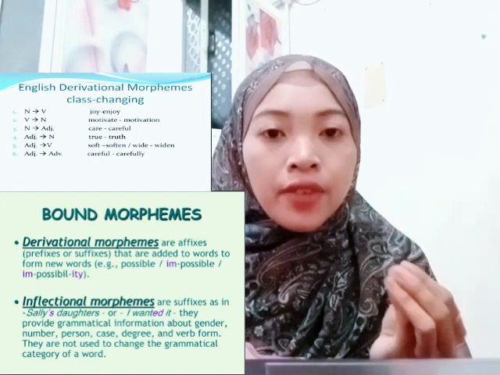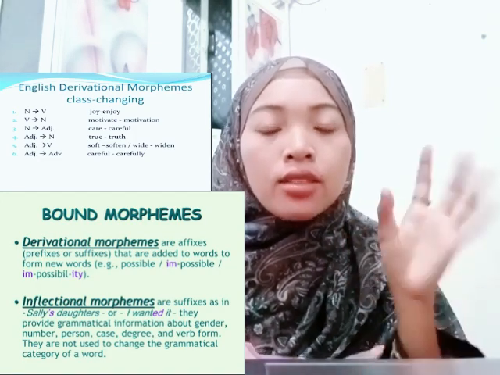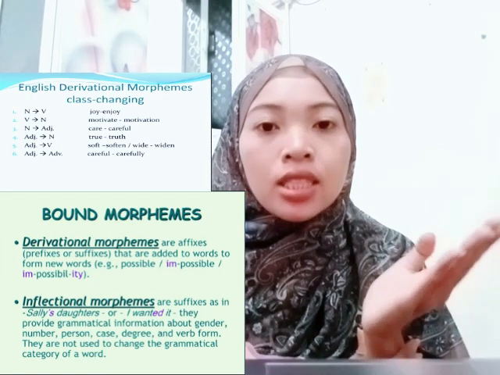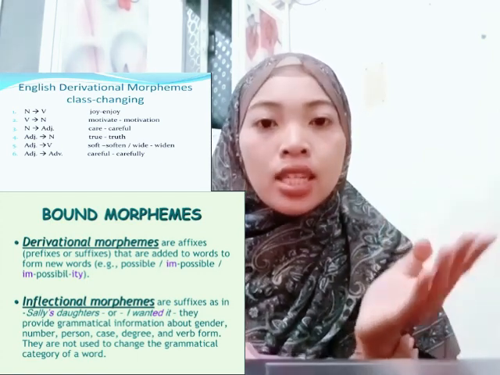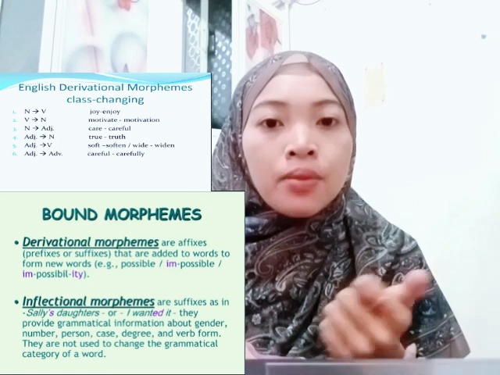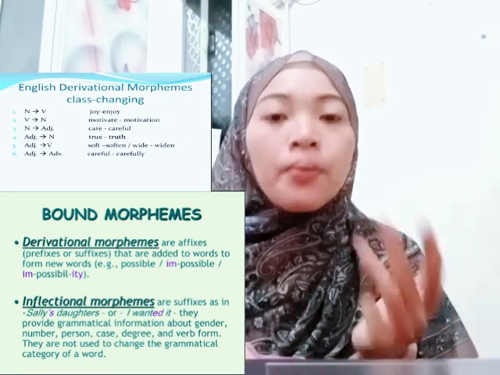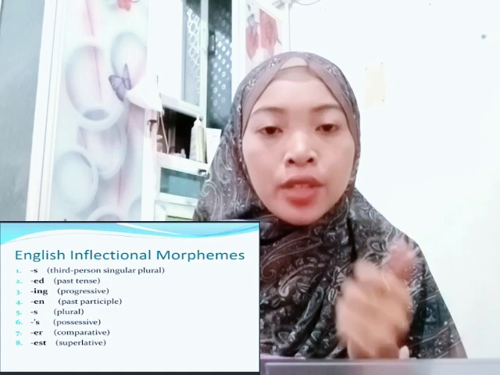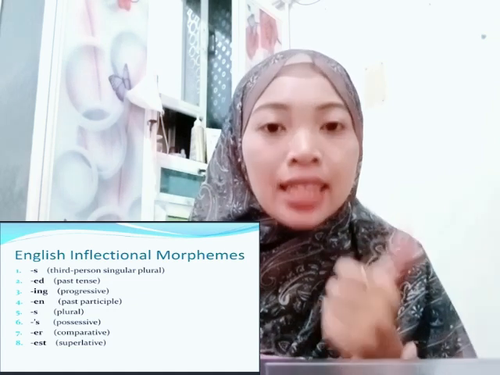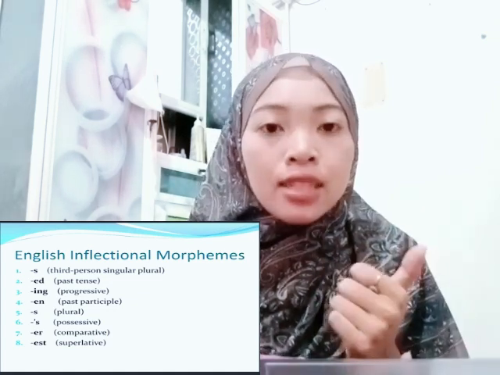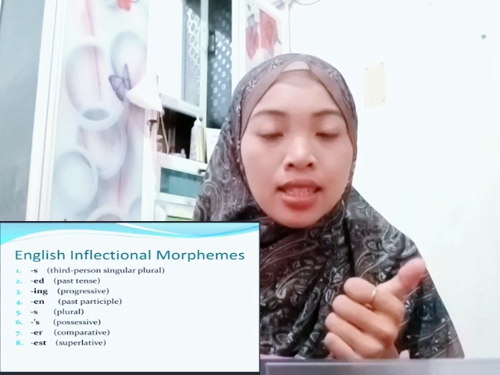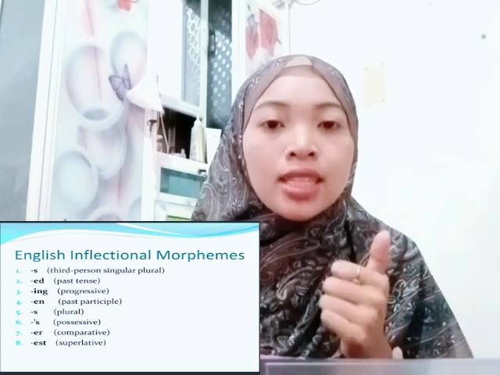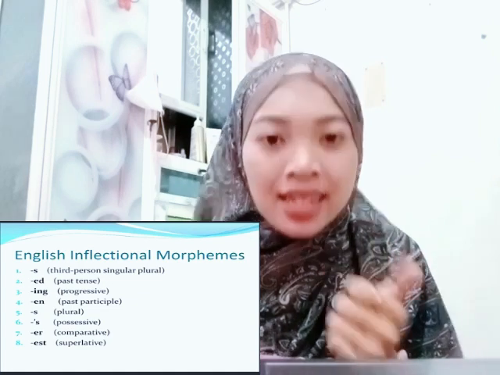Inflectional morphemes do not create new words. They only show grammatical information such as tense, number, possession, or comparison. For example, s for plural, as in cat becomes cats. Ed for past tense, as in walk becomes walked. Ing for progressive form, as in run becomes running.